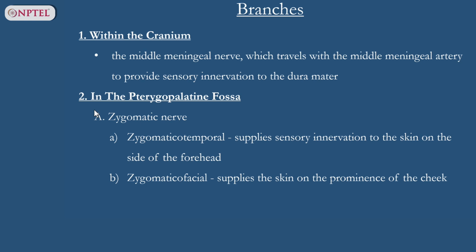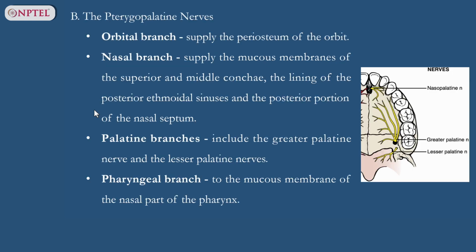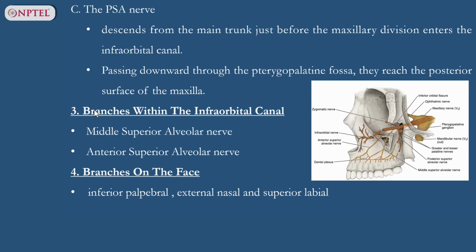The branches of the maxillary division are given from the different parts of the nerve lying at different locations. Number 1, the branches given from the part of the nerve lying within the cranium. Number 2, branches given from the part of the nerve lying within the pterygopalatine fossa. Number 3, the branches from the part of the nerve lying within the infraorbital canal and groove. And finally, the terminal branches of this nerve on the face.